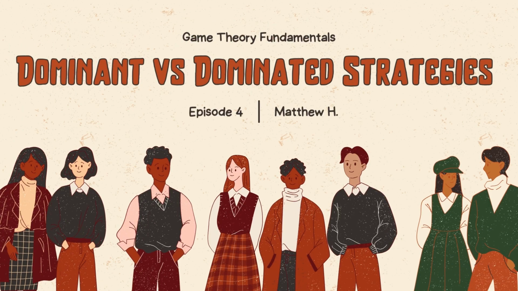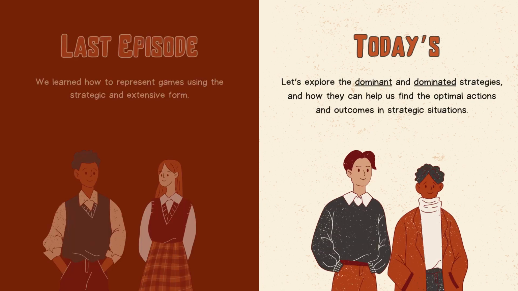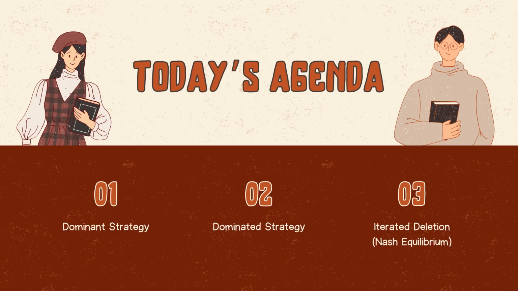Dominant versus Dominated Strategies. In the previous episode, we learned how to represent games using the strategic and extensive form. In this episode, we will explore the dominant and dominated strategies, and how they can help us find the optimal actions and outcomes in strategic situations using the iterated deletion method. That will lead us into the Nash Equilibrium. This is a very important episode, so watch it till the end.